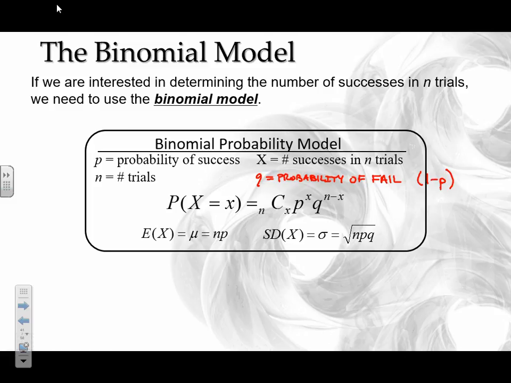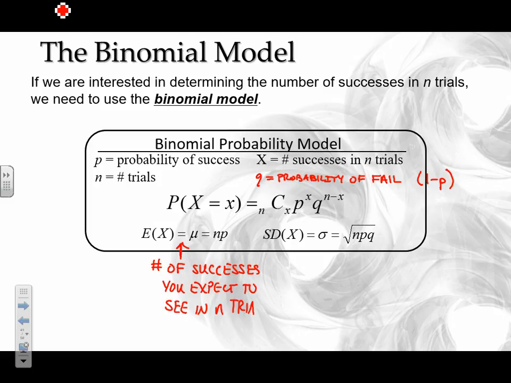So when you look at this expected value here, you're looking at the number of successes you expect to see. Okay? So how many successes should you see within those N trials?